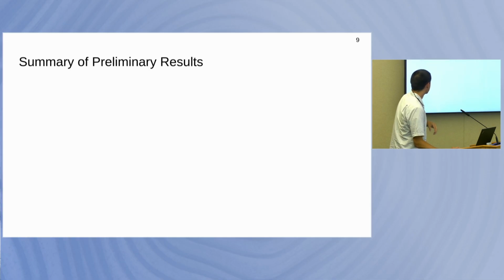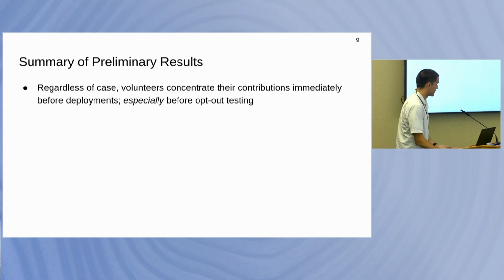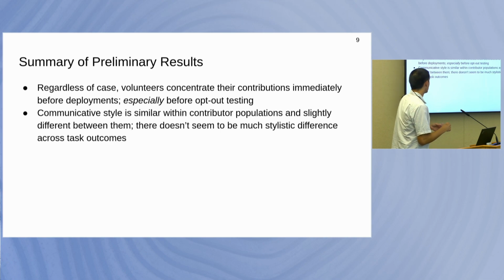But as a summary of what we've looked at so far, it seems like regardless of case, volunteers concentrate their contributions right before deployment events, right at the last minute. And this is especially true for the opt-out testing, where the feature is turned on as a default for almost everyone. Also, communicative style seems to be relatively similar within contributor populations and slightly different between them. So again, volunteers talk like volunteers, they don't talk like employees, and there doesn't seem to be any variation between a successful task and an unsuccessful task in terms of how you're framing it, in terms of how you're talking about your issue that you're trying to get fixed.